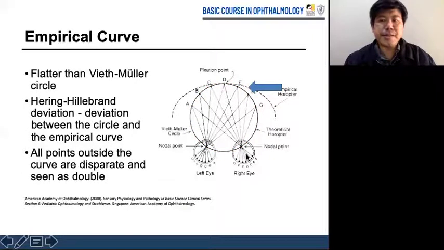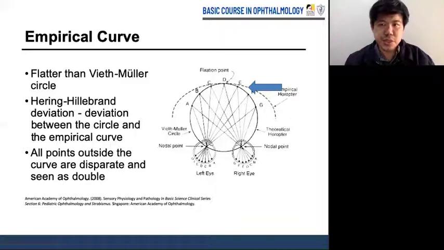The empirical curve is slightly flatter than the Vieth-Müller circle. So this is the empirical curve, okay? It has a greater radius of curvature, and the deviation between these two structures, the empirical horopter and the Vieth-Müller circle, this space, is called the deviation of the perceptual, also known as the Hering-Hillebrand deviation.